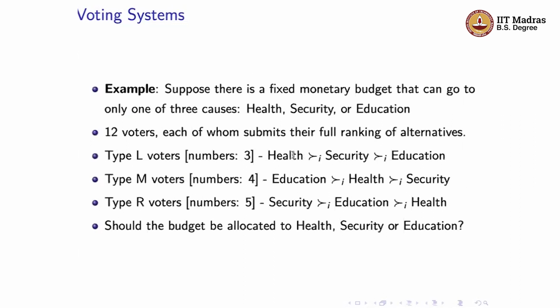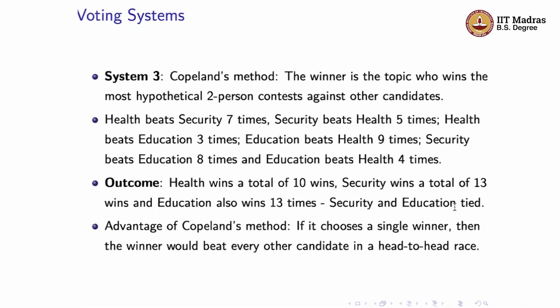So if you have health versus security, the type L voters are going to vote for health. The type M voters are also going to vote for health, but type R voters are going to vote for security, as we see from these preferences. So if it was a contest between health and security, health would have won 7 times, and security would have defeated health 5 times. So we note that down here: health beats security 7 times and security beats health 5 times.